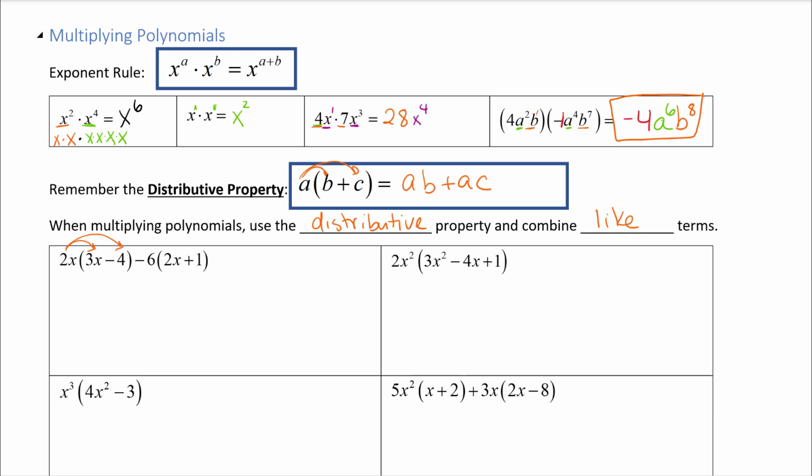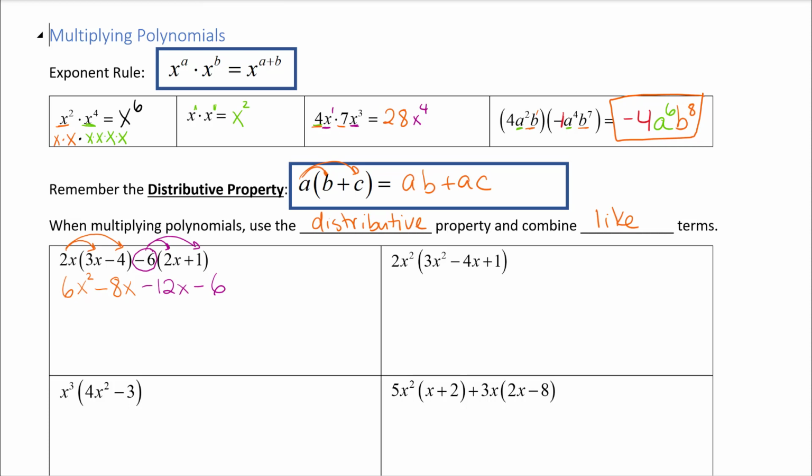So I have 2x times (3x minus 4). I'm going to distribute the 2x over the 3x minus 4. 2 times 3 is 6. x times x, remember we add the exponents and get x squared. 2 times 4 is 8x. Now I'm going to take the negative 6 and distribute that to its parentheses. Negative 6 times 2x is negative 12x. Negative 6 times positive 1 is negative 6.